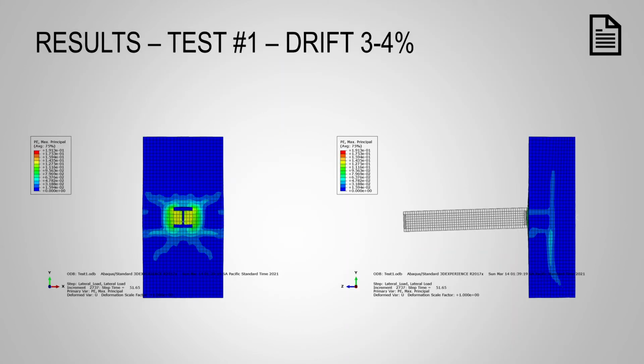Here we can see the results for a drift range between 3 and 4%. We can see the spalling of the concrete in compression. We can also see the diagonal cracks, and the flexural cracks in the connection. In general, a good match and a good agreement with the experimental results.